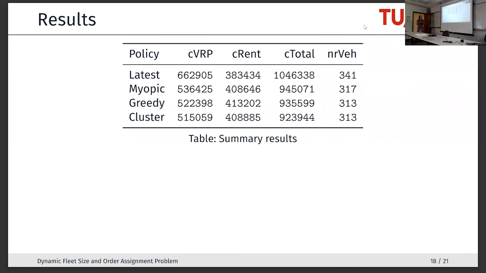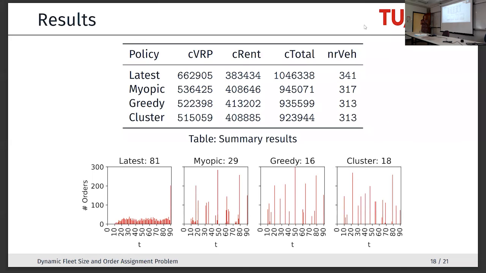And you can also see we need a lot of vehicles. Whereas with the other three policies, we need way fewer vehicles. We have slightly higher rental costs, but much lower routing costs, leading to a much lower total cost. And then the performance of those three policies is close to each other, but with the cluster policy returning the best results. So how would that then look like over time?